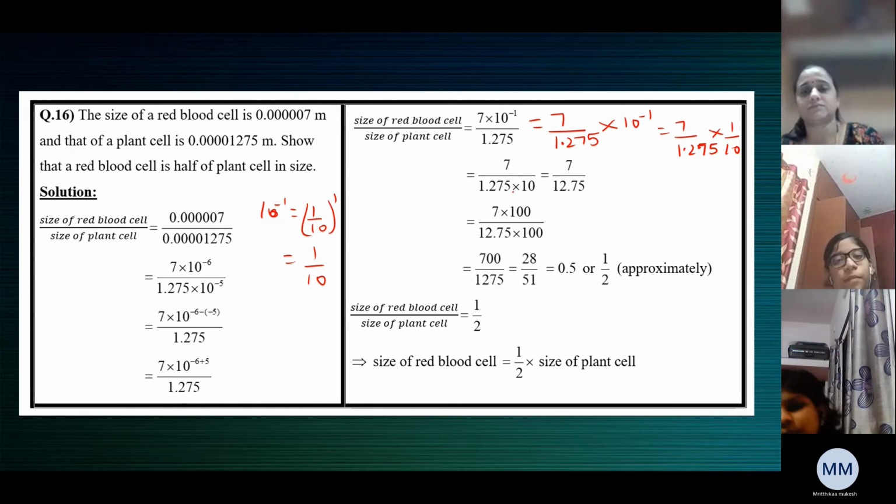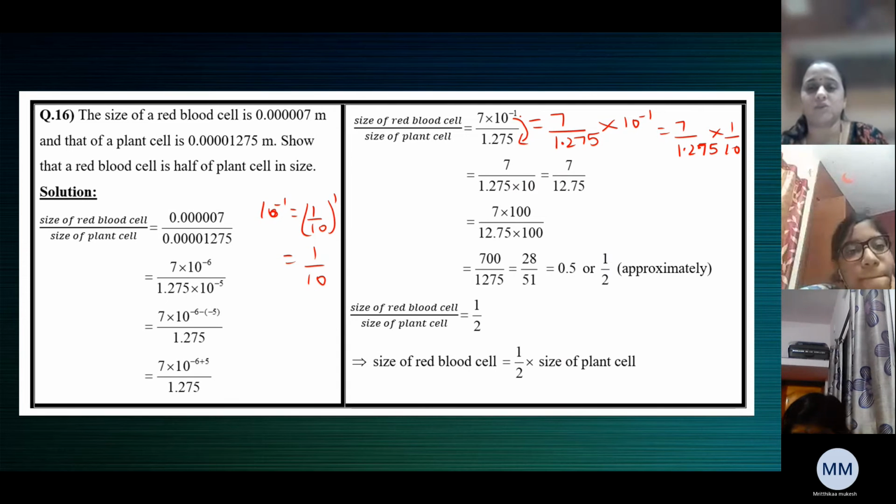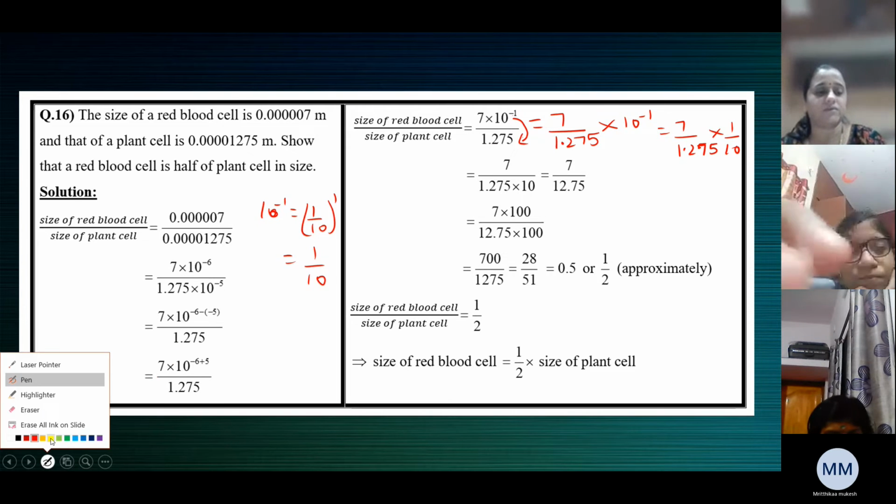Yes, ma'am. So you don't have to show so many steps. When the power is negative, if you want to make it positive, just change the position. From the numerator, bring it down to the denominator. You have to write the negative of the power. If it's -1, it will become +1. If it's +1, it will become -1. If you bring something down from the numerator to the denominator, or take something up from the denominator to the numerator, write the negative of the power.